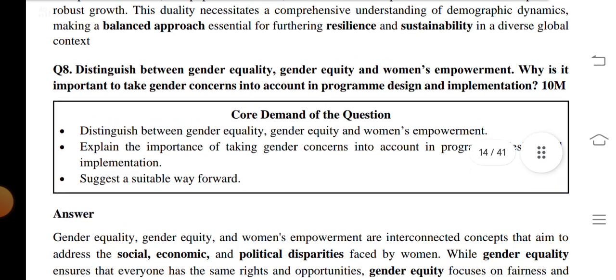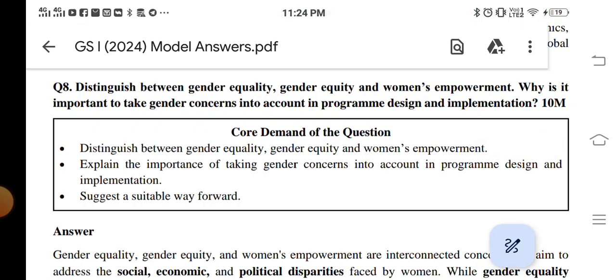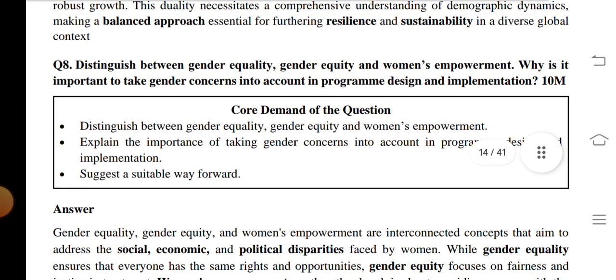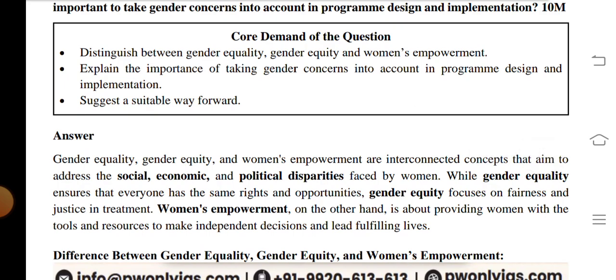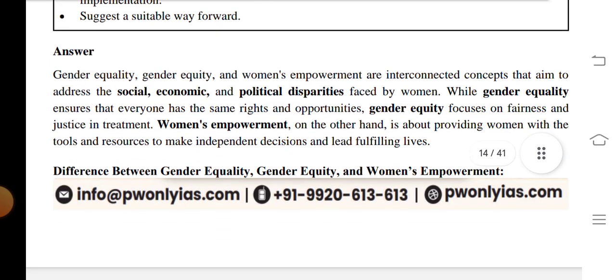Distinguish between gender equality, gender equity, and women empowerment. Explain the importance of taking gender concerns into account in program design and implementation. Suggest a sustainable way forward.